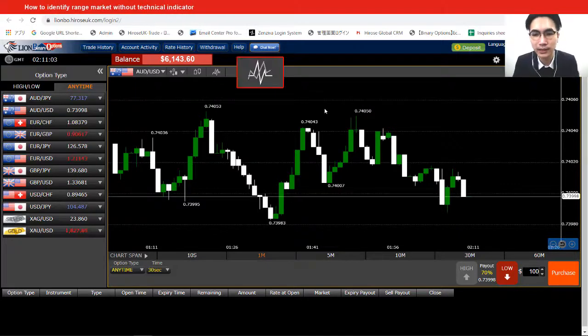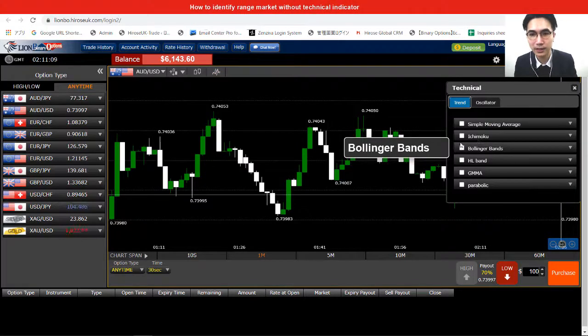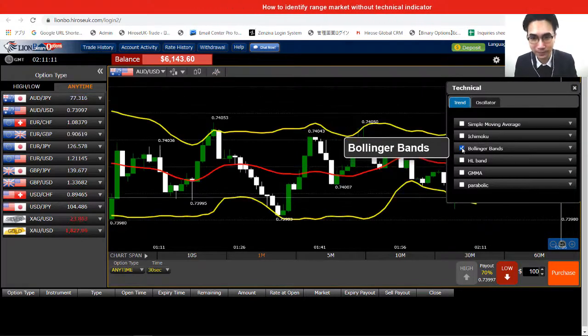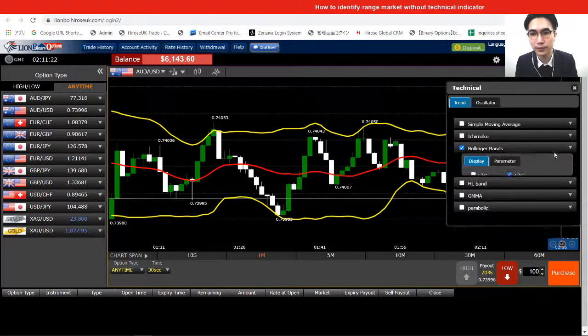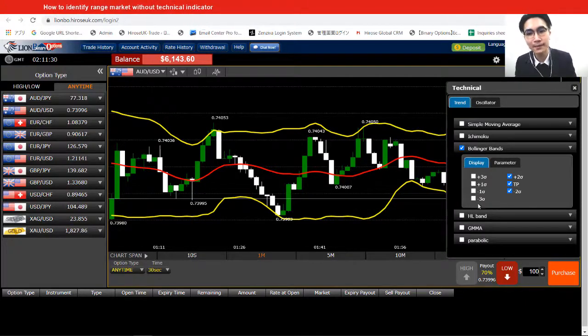Let's go to technical indicators. Just that little button right there, click on it, and then we'll select the Bollinger Bands, put a tick on Bollinger Bands, and open the drop down for Bollinger Bands. And now we just need to deselect all the lines on the left and keep the one on the right, and the parameter stays the same.